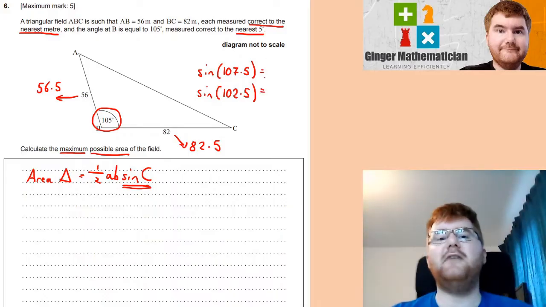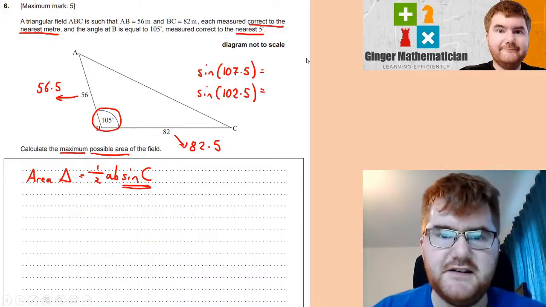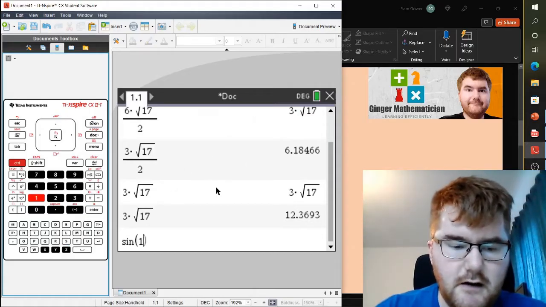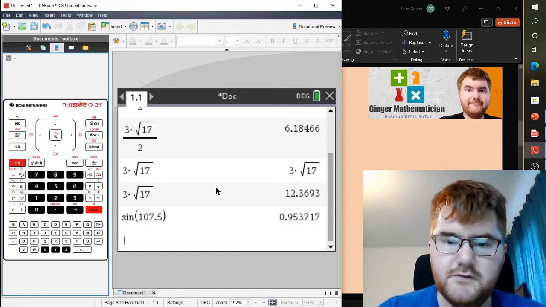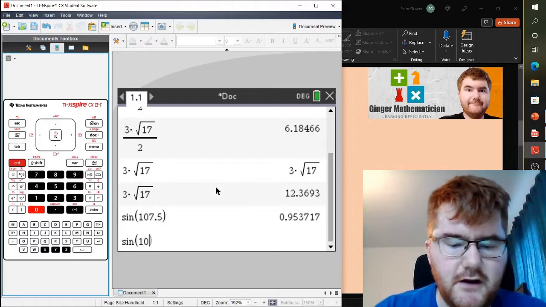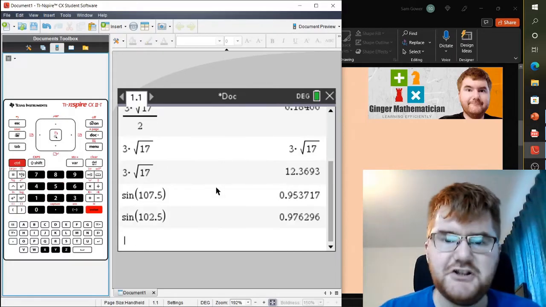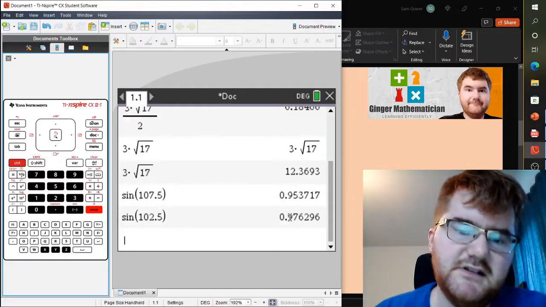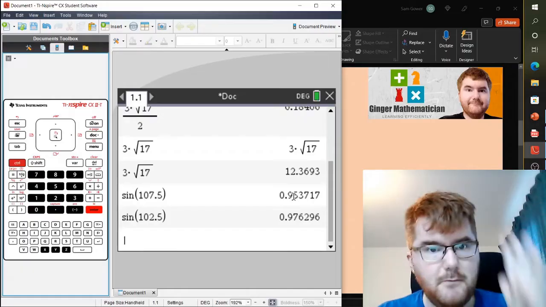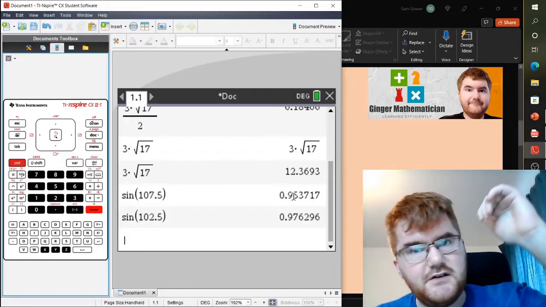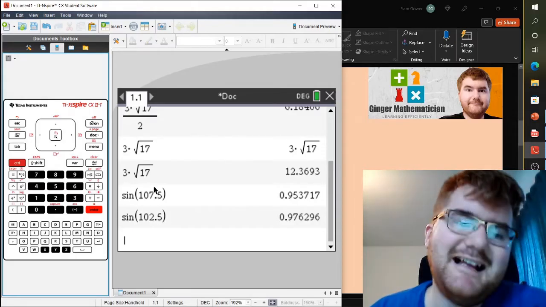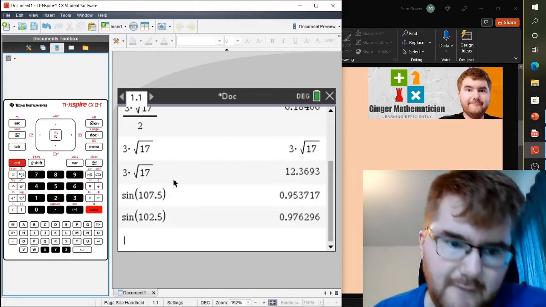But if you actually work out these answers, you're going to get a bit of a surprise. So if I type in, and make sure this is in degrees, sine of 107.5, you'll see that you get an answer of 0.9537. If you type in, however, the sine of 102.5, that's actually equal to a higher number. Notice it's actually equal to 0.97. And that's because of how the sine function works. So it gets to its maximum point at 90 degrees and then gets smaller from there, which is why the sine of 102.5 is actually bigger than the sine of 107.5.